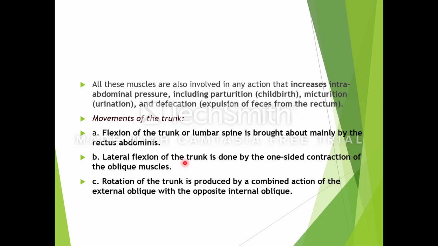They are also moving the trunk. For example, the flexion of the trunk is brought about mainly by the rectus abdominis muscle. The lateral flexion of the trunk is done by one-sided contraction of the oblique muscles, and the rotation of the trunk is produced by the combined action of the external oblique with the opposite internal oblique muscle.